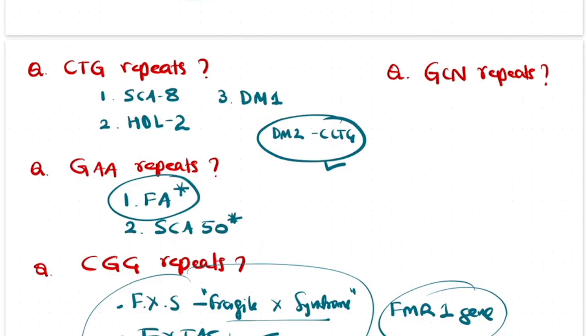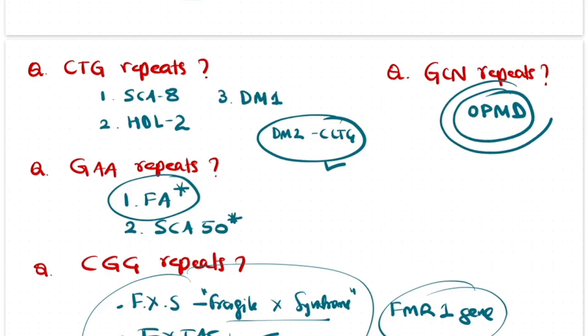This GCN repeat is seen classically in one neurological condition called OPMD. OPMD stands for oculopharyngeal muscular dystrophy. What is the specialty of this muscular dystrophy? This is one type of muscular dystrophy which can present very late. It can be present in the elderly, and that may be the first time they start noticing the symptoms.